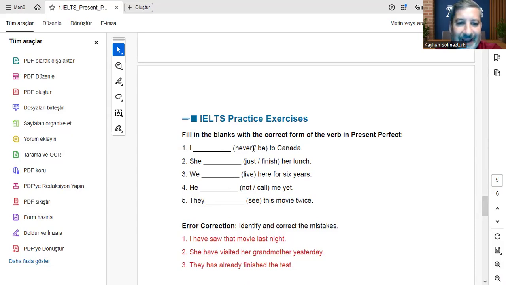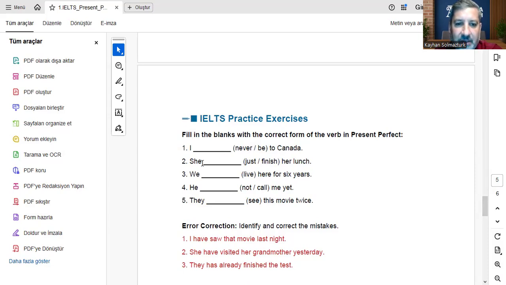Never. Be careful with subject-verb agreement. Very good. And never been to Canada. I've never been to Canada. So this is about experience. It's not a must actually, but we can say never is mostly used with experience. So I've never been to Canada.